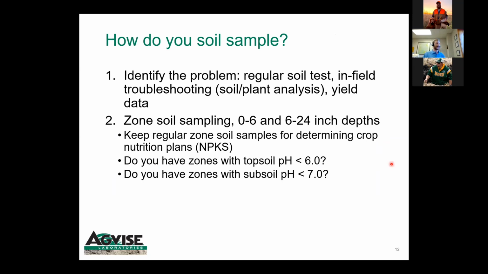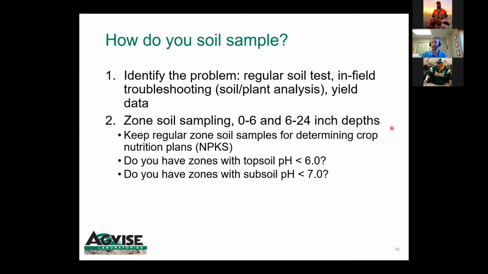So lastly, how do we soil sample? Well, first of all, we have to identify the problem. Sometimes we do that with a regular soil test. Sometimes we see whole field composites that have pHs below 6, in the 5s. That's a red flag. Other times we have some in-field troubleshooting, like that safflower example, where the agronomist or grower might take some plant and soil samples to figure out why we have good and bad areas doing differently. Or you look at your yield maps and see areas that just don't do well year after year. That's probably a good reason to go out and do some more investigation.